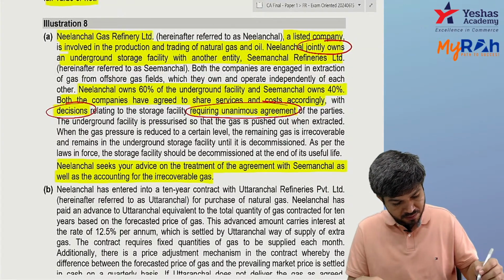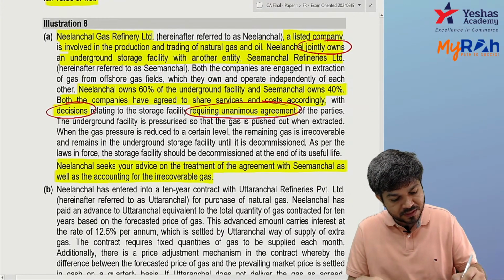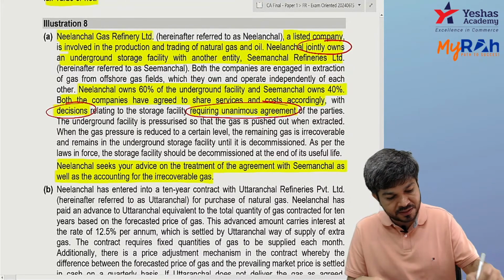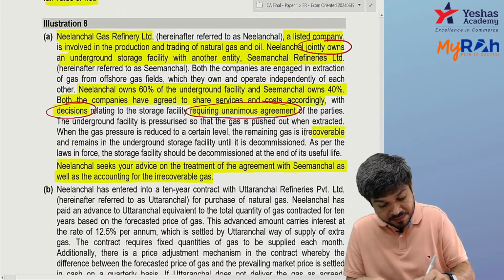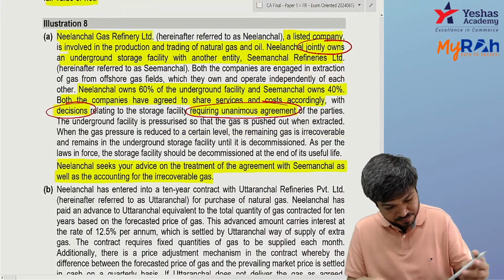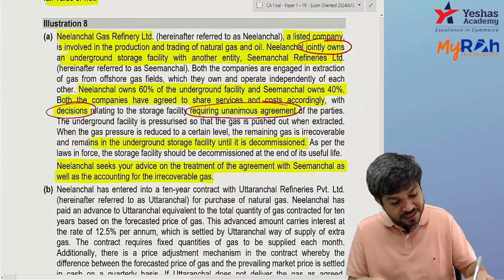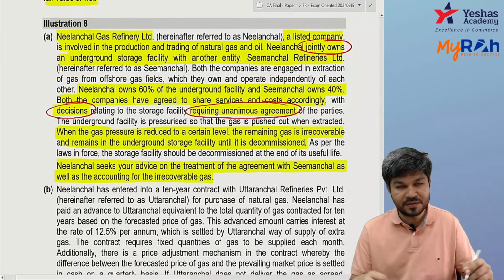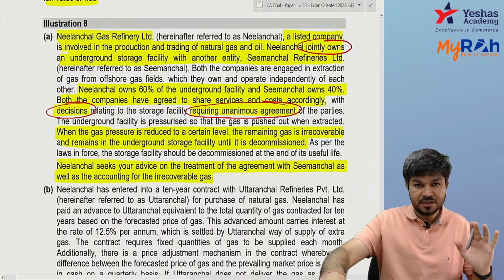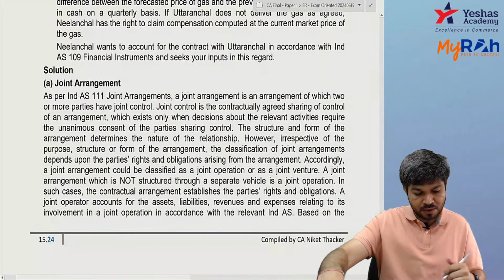Okay. Now, the underground facility is pressurized so that the gas is pushed out. When the gas pressure is reduced to a certain level, the remaining gas is irrecoverable, and you cannot get it back until it is decommissioned, until the whole facility is removed. Okay. And now we are required to give the treatment.